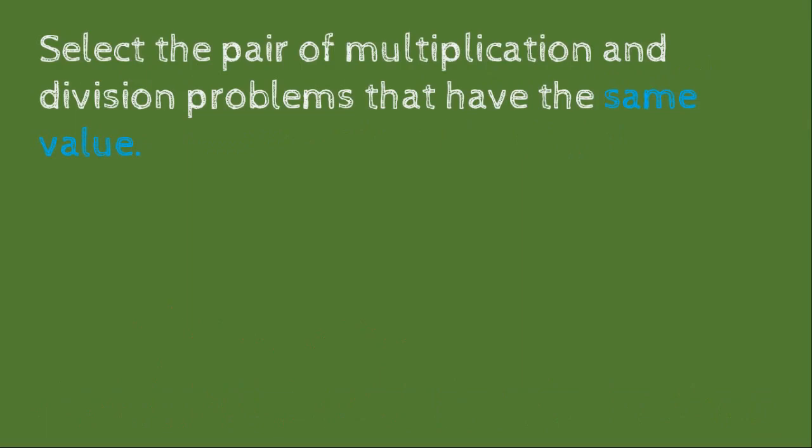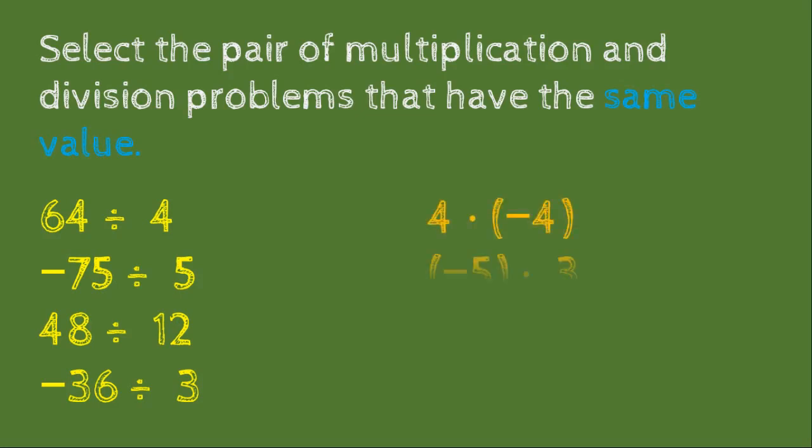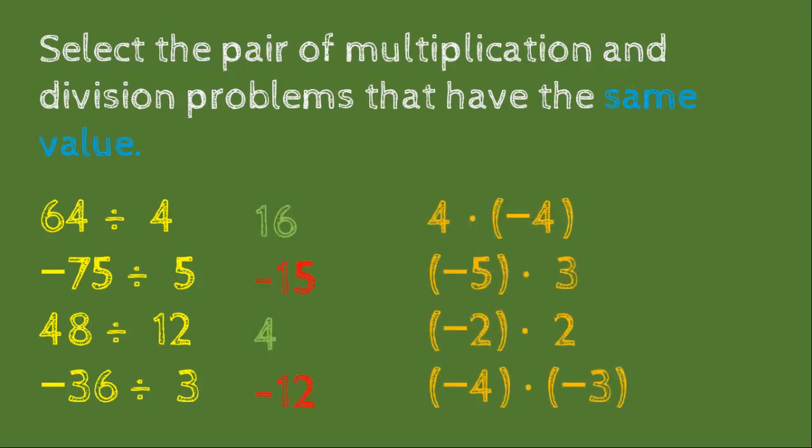Select the pair of multiplication and division problems that have the same value. So first we have one column and then the next column. We can simply do the division problems. 64 divided by 4 equals positive 16. Negative 75 divided by 5 equals negative 15 because we have a negative on the sum of 5. Next, we do 48 divided by 12, two positive numbers, makes 4. Negative 36 divided by 3, there's a negative number, so the result would be a negative 12.